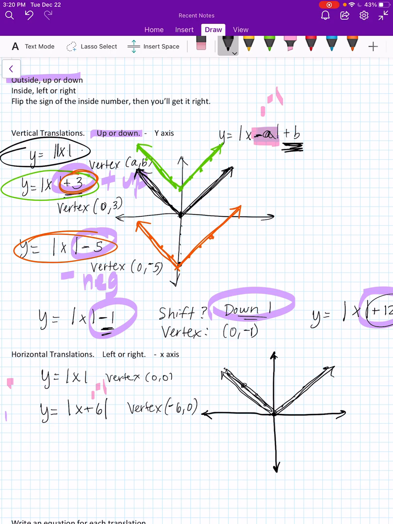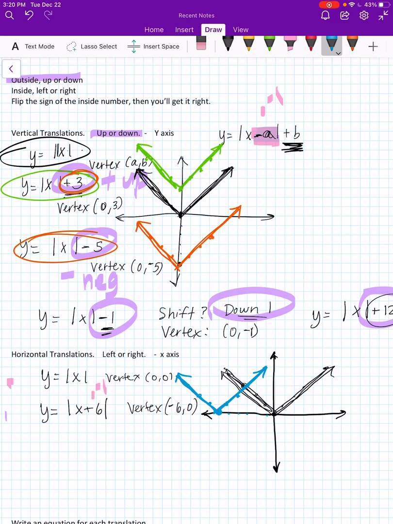So let's say I'm going to graph this one in blue this time. So -6, 0. 1, 2, 3, 4, 5, 6. And then my slope is 1, up 1 over 1, back 1, up 1 over 1, back 1. And notice what happened. Did my graph shift? It certainly did. It shifted to the left.